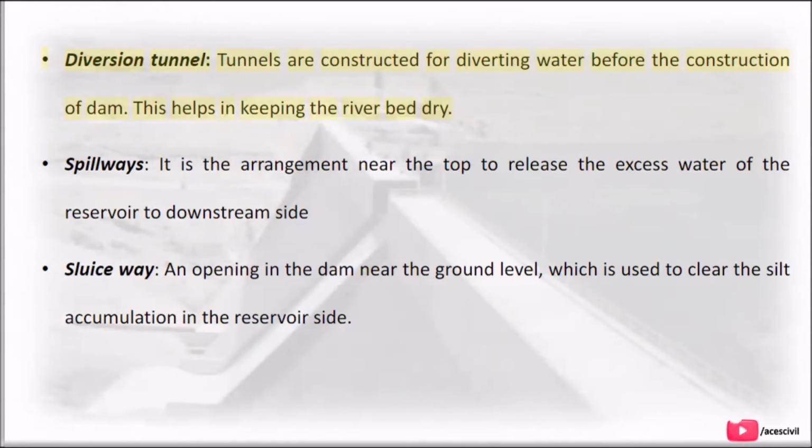Diversion tunnel. Tunnels are constructed for diverting water before the construction of the dam. This helps in keeping the river bed dry. Spillways. It is the arrangement near the top to release the excess water of the reservoir to the downstream side. Sluiceway. An opening in the dam near the ground level, which is used to clear the silt accumulation on the reservoir side.